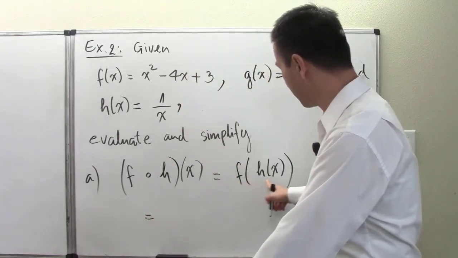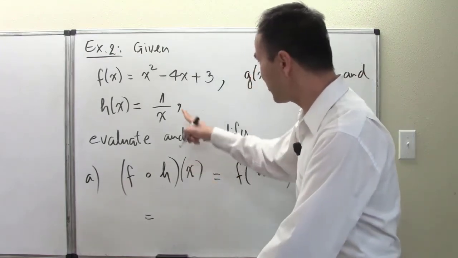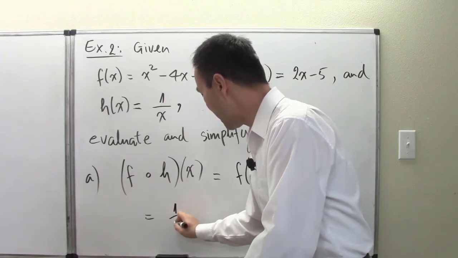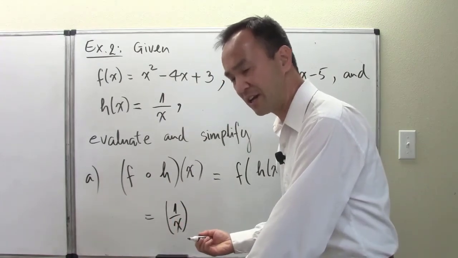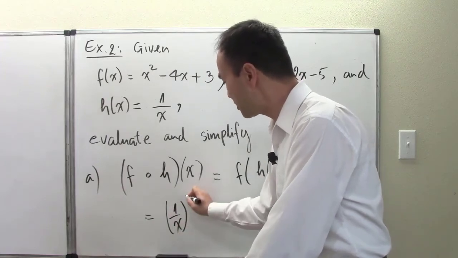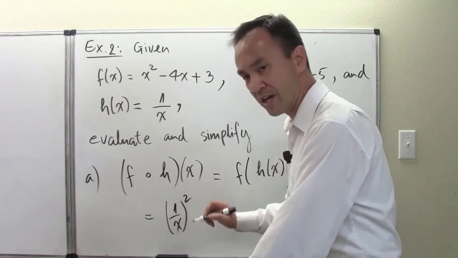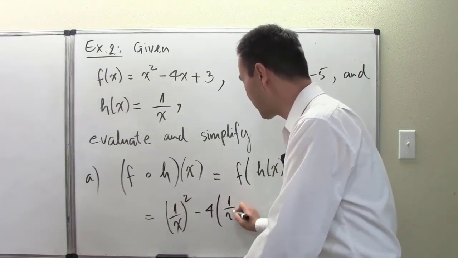So the rule says for h of x as the input right here, and h of x itself is a 1 over x function. So here my input is 1 over x. But the rule of f said that we're going to square each input. So there we go: my input in parentheses squared, and I'm going to subtract 4 times the input, 1 over x.